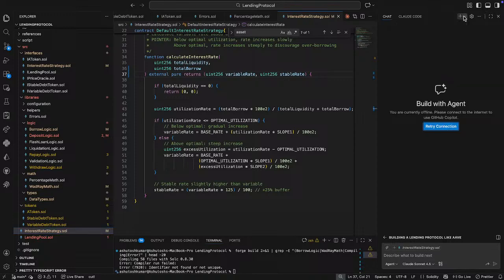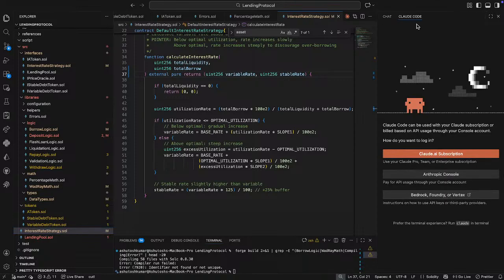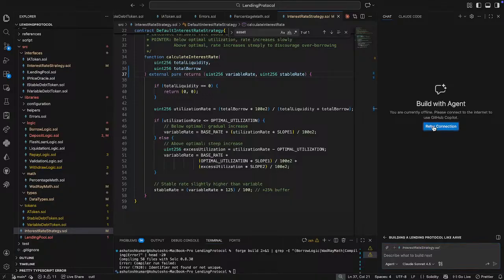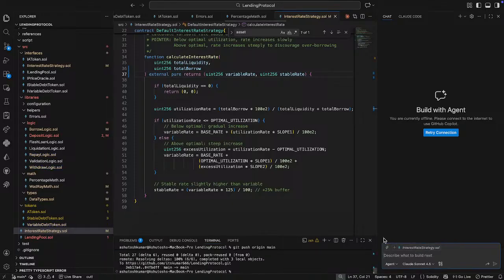Sometimes it does happen. What the heck is going on? Should I close it and reopen?